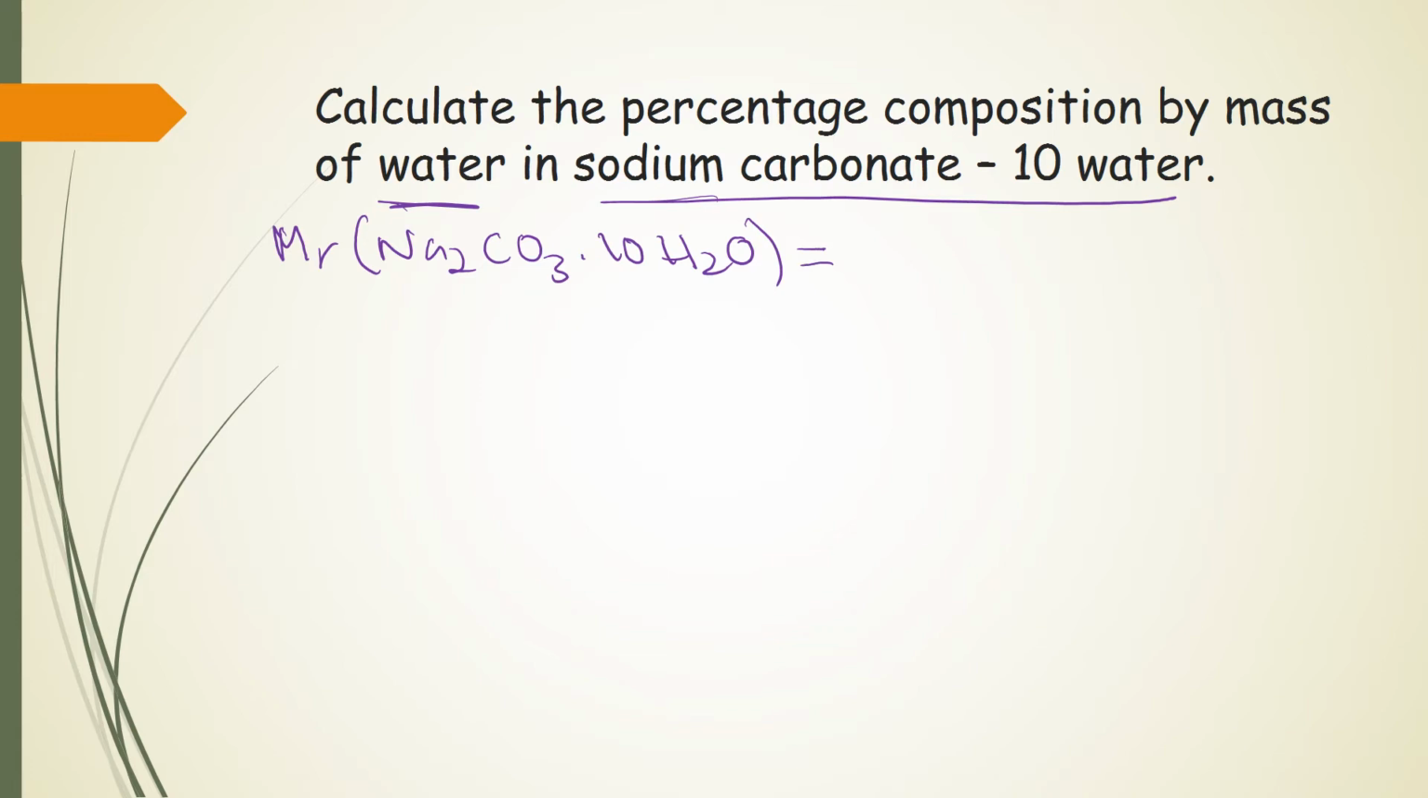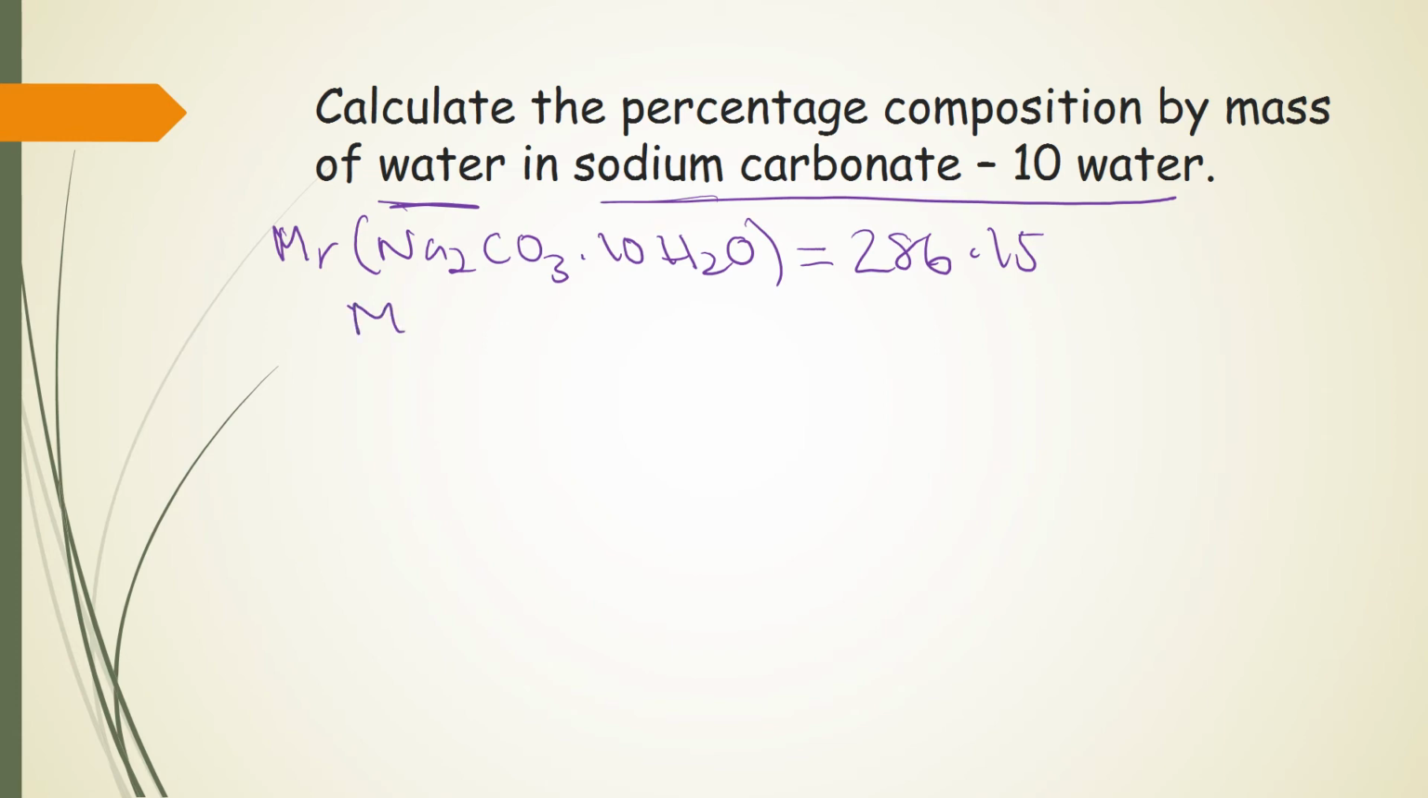And what we're going to do is we're going to go to our periodic table, follow our formula and add that up. So we've got sodium, which is 22.99 times 2, add carbon, 12.01, add oxygen, 16 times 3, add 10 times brackets water, 2 times hydrogens, which is 2 times 1.008, add 16. And this comes out to be 286.15.